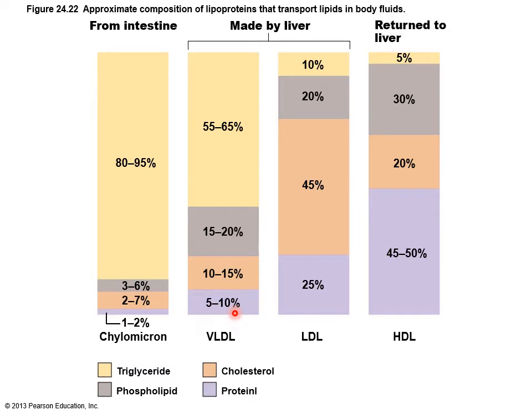Here's your VLDLs, mostly triglyceride, then your LDLs, cholesterol the main component, and then over here, mostly protein and a little bit of cholesterol and some fat. So you just want to remember generally what these three are involved in doing. This one is fat to peripheral tissue cells. This one is cholesterol to peripheral tissue cells. This one leaves the liver empty, brings the cholesterol mainly back to the liver to be broken down.